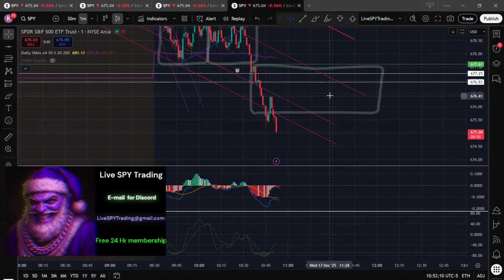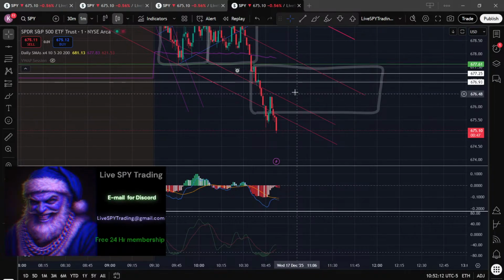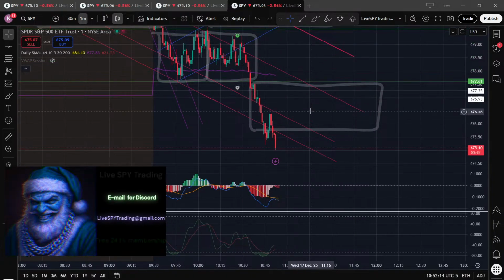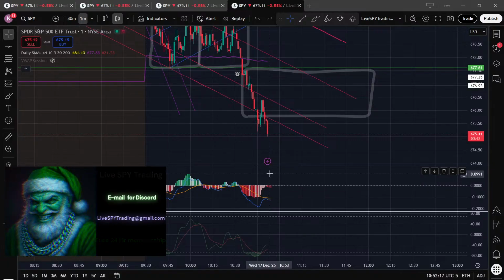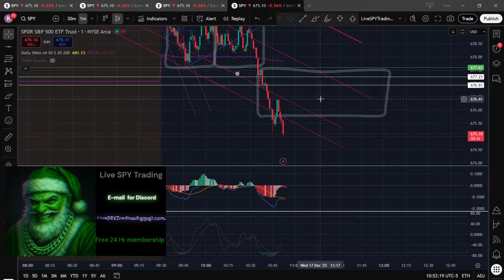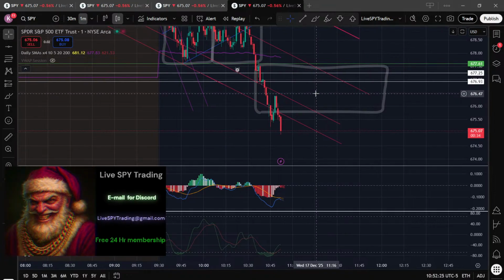Look at the money on the break of the lick box. Look, the legs never closed. Look at the legs. Do you see how the legs can fool you? Do you see why we don't go out? Look, the legs never closed. Look, it was a liquidity grab.